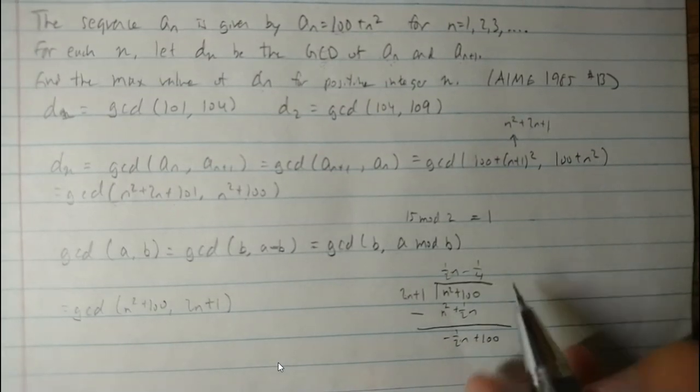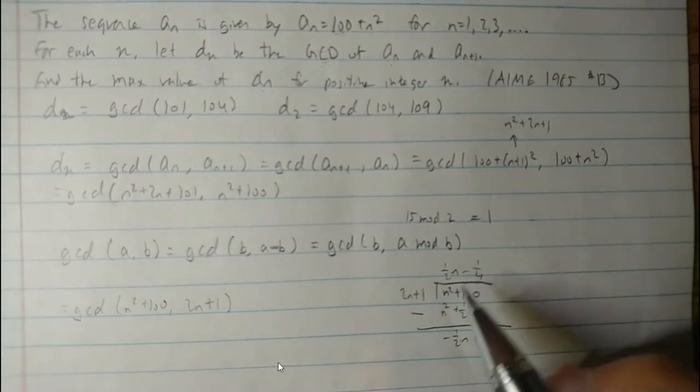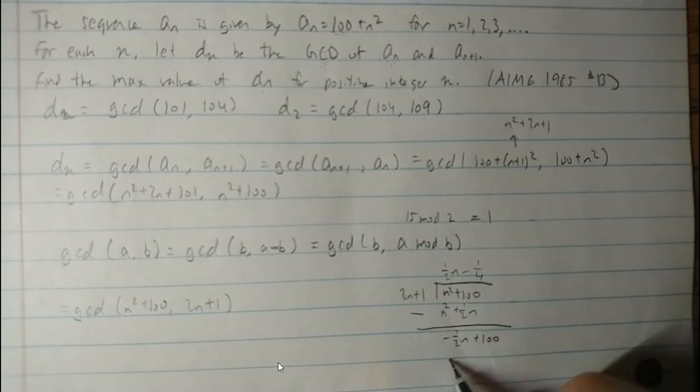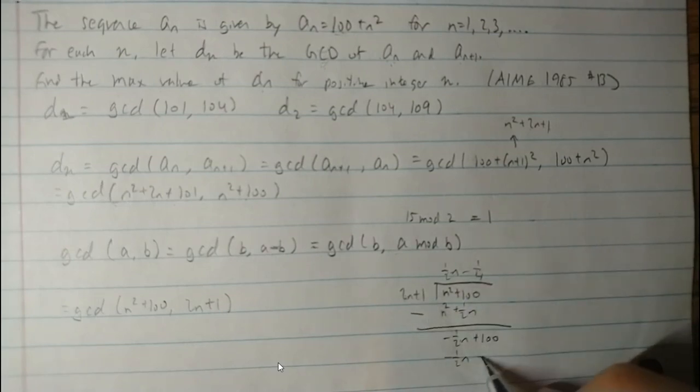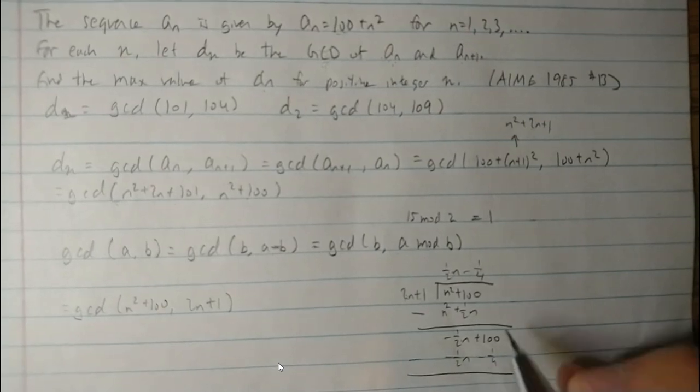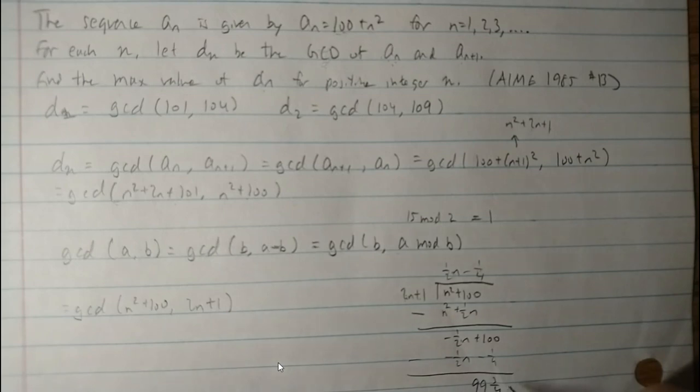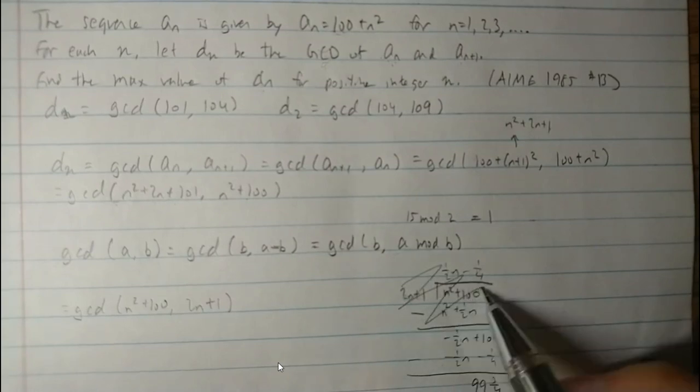It's not looking so great, but let's keep going. Minus 1/4 times 2n gives you the minus 1/2 n we need, and minus 1/4 times 1 gives you minus 1/4. You subtract those and you get the remainder is 99 3/4. So obviously something went wrong, and we cannot do this.